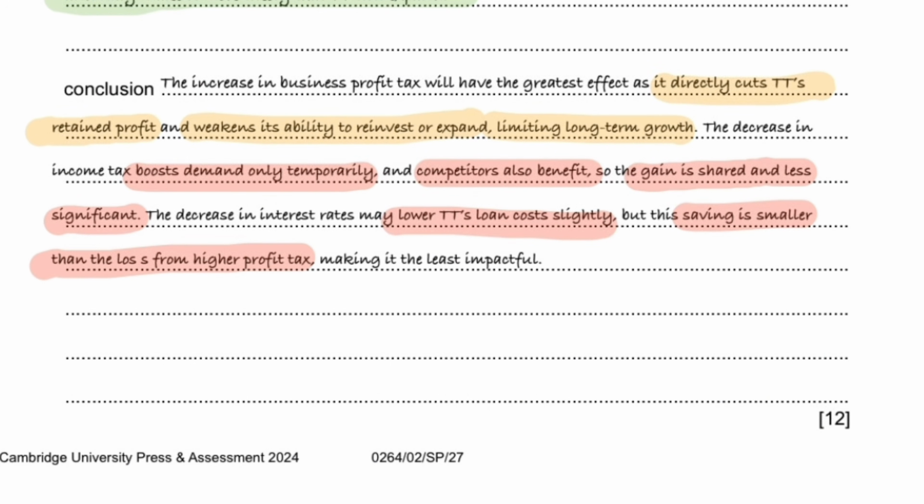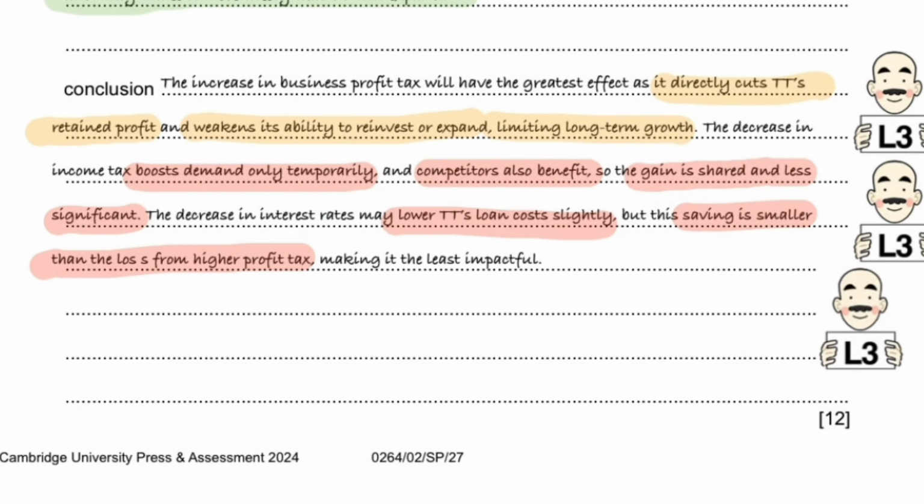And lastly, the decrease in interest rates may lower TT's loan costs slightly, but the savings are smaller than the loss from higher profit tax, which makes it least impactful. The first level 3 was the justification of profit tax was the greatest effect as it impacts long-term growth. The second level 3 was saying that a decrease in income tax will benefit everyone else as well. And the third level 3 came from saying that the decrease in interest rates, the savings was smaller compared to the higher profit tax, which makes it least impactful.